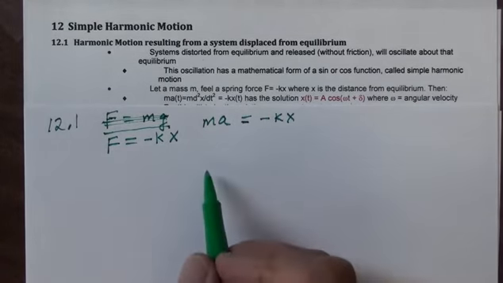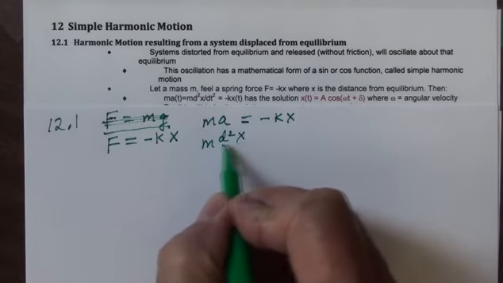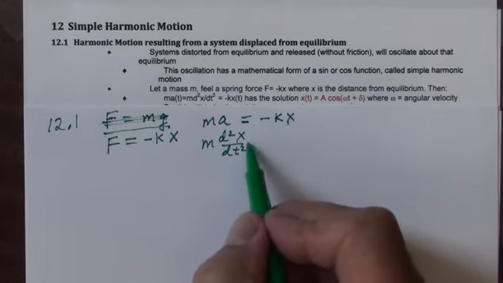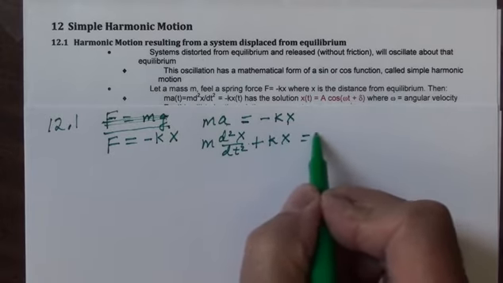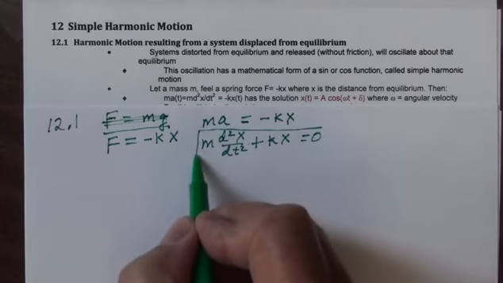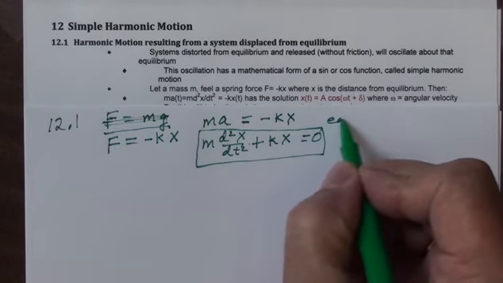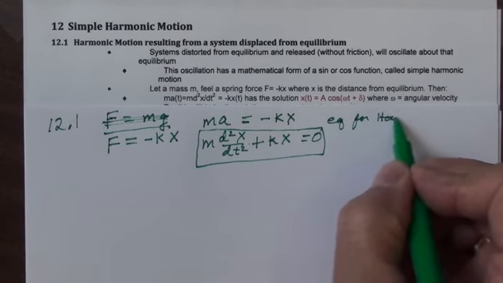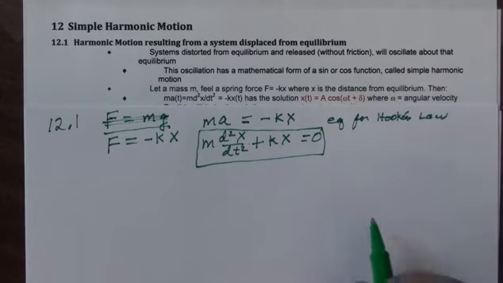Now, what is the acceleration? The acceleration is the second derivative of x with respect to t. And I can bring this term to the left side plus k times x, and this will equal 0. So this is our fundamental equation. This is the equation for a spring force, Hooke's law.